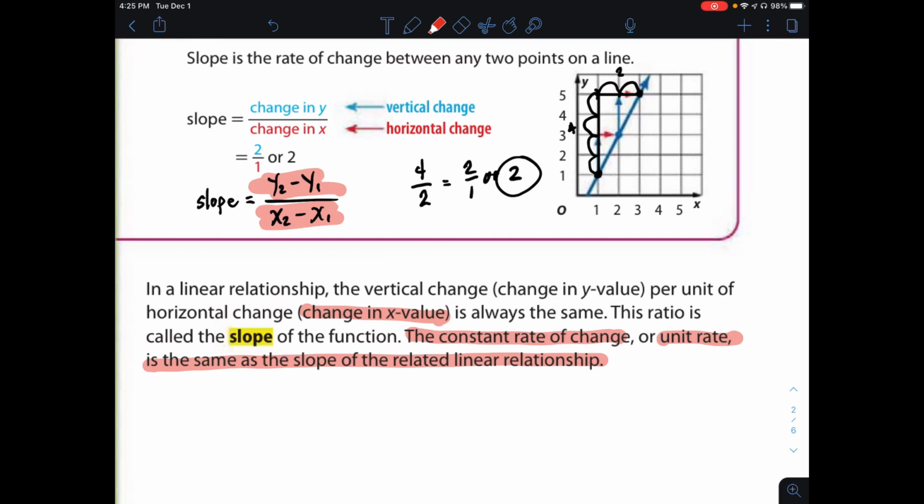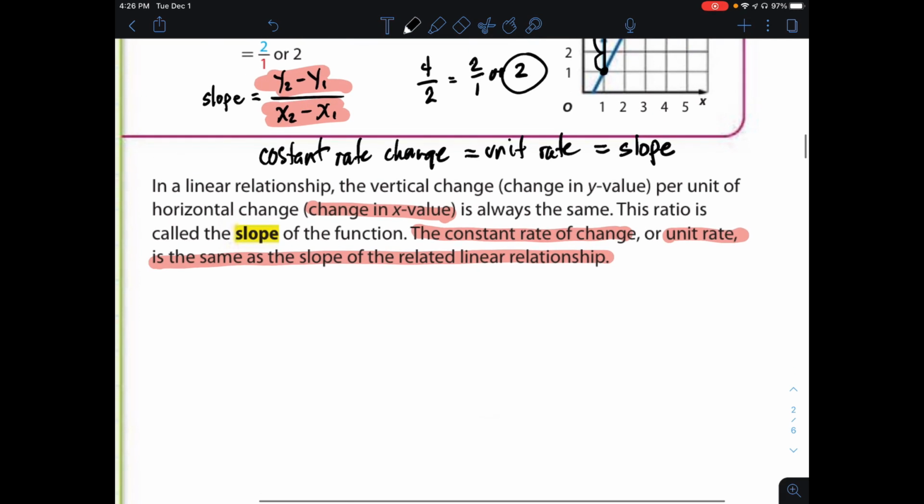So what it's saying here is that your constant rate of change, we learned this last lesson, is the same as your unit rate, which is basically your slope. So those 3 terms are the same. Okay, so let's move on.